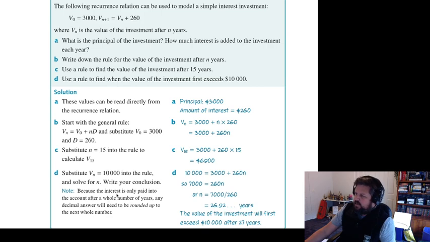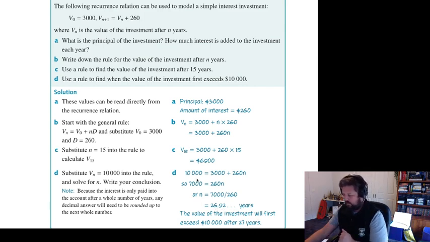Now, it says here, because interest is only paid into the account after a whole number of years, any decimal answer will need to be rounded up to the next whole number. So they're not going to get that 10,000 until after the 27th year. Make sure of that, because up until 26.92, you're not going to have reached that stage yet.